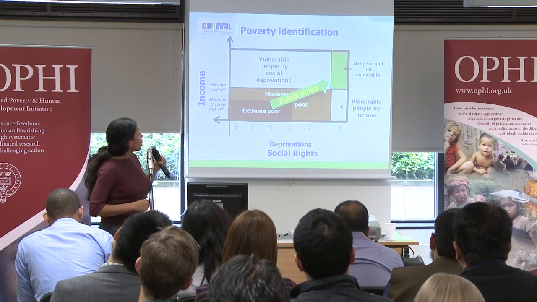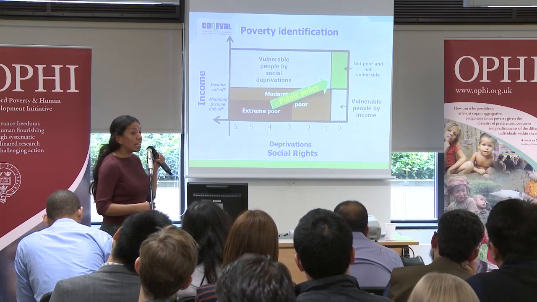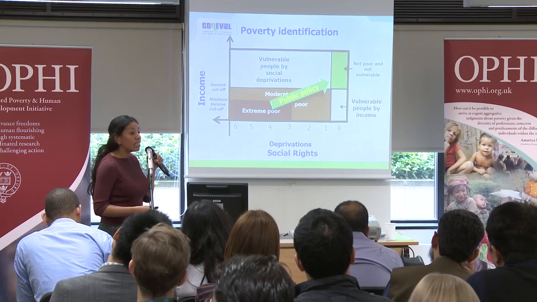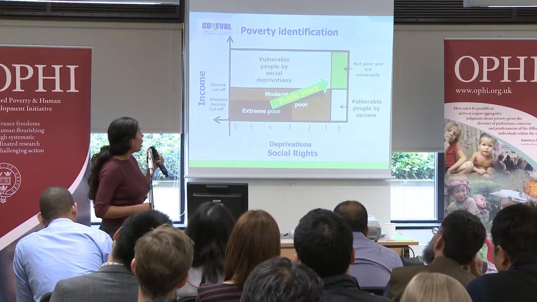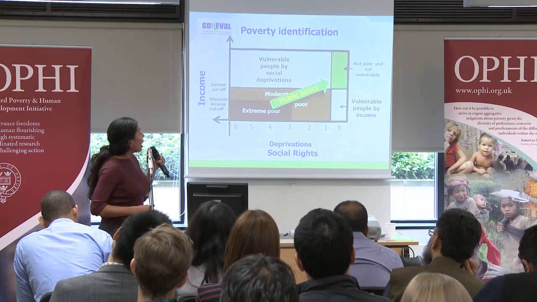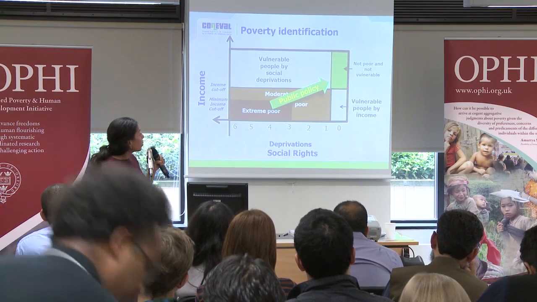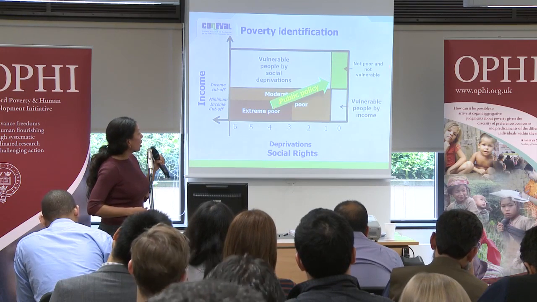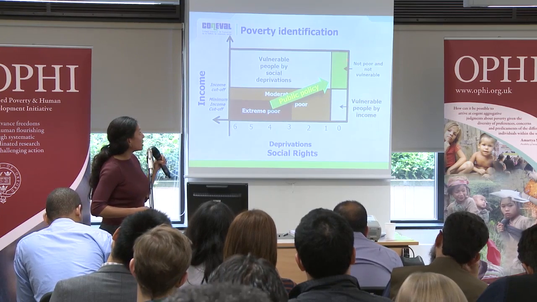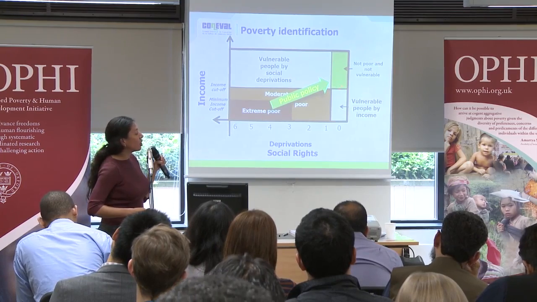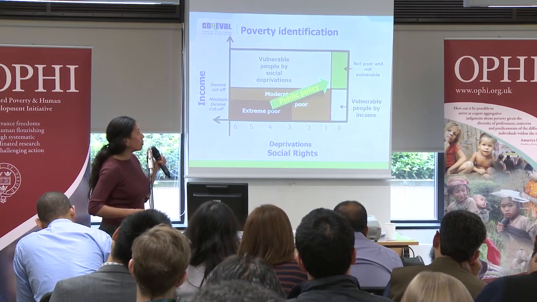Again, vulnerable people by income, but not multidimensional poor, are in this square. Vulnerable people by social deprivations, but with sufficient income to attain basic food, health and education needs, are on this quadrangle. And this green quadrangle is where all people would aim to be, which is the best state, with no income and no social rights deprivations.